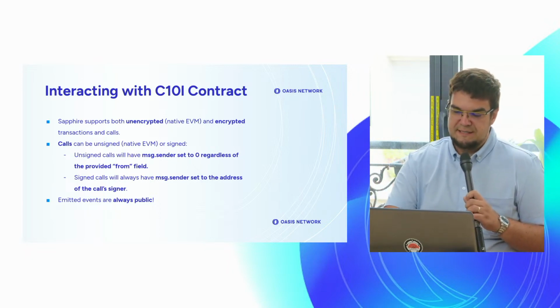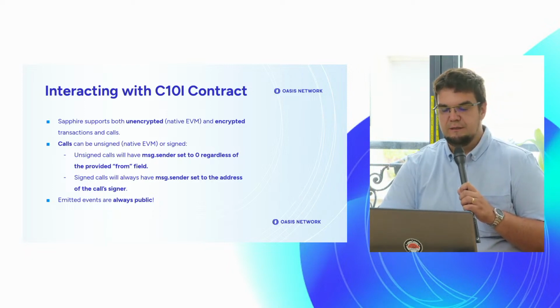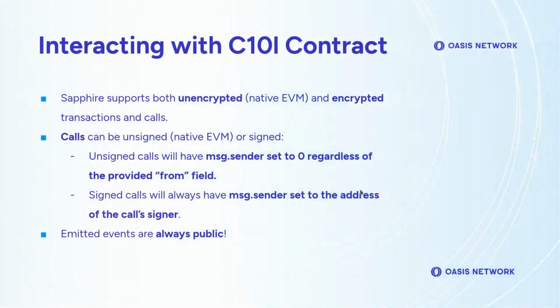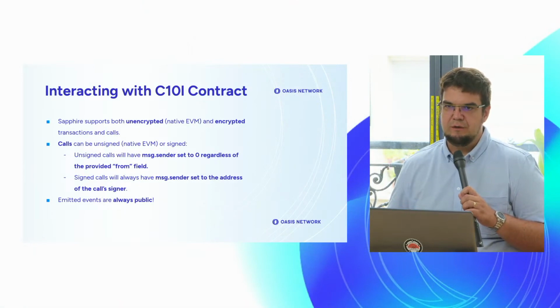Here we deliberately decided that the message sender will always match the signer of the contract call. If the call is not signed, then the message sender will always be zeroed out, right? If you remember, I mentioned that we were 99% compatible with the Ethereum EVM. Well, this is the 1% where it comes from, right? So if you have a dApp which uses this property, which exposes setting custom values to the message sender, this won't work on Sapphire.